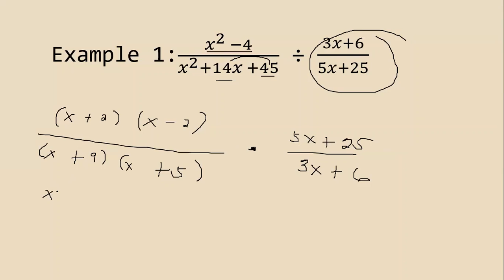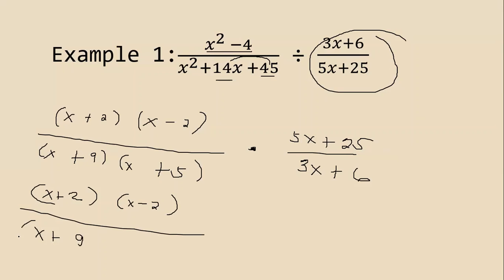Our numerator is already in factored form, x plus 2 and x minus 2, over x plus 9, multiplied by the binomial x plus 5, times the factor of 5x plus 25. They have a common factor which is 5. So I take out the 5. 5x divided by 5 is x. 25 divided by 5 is 5.